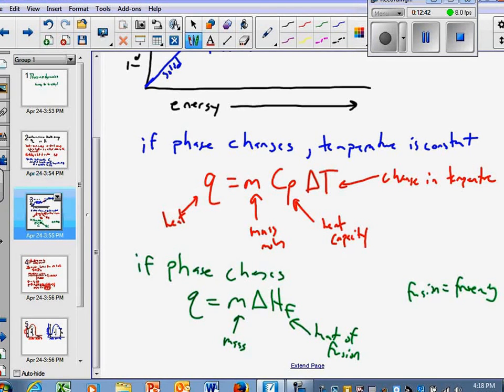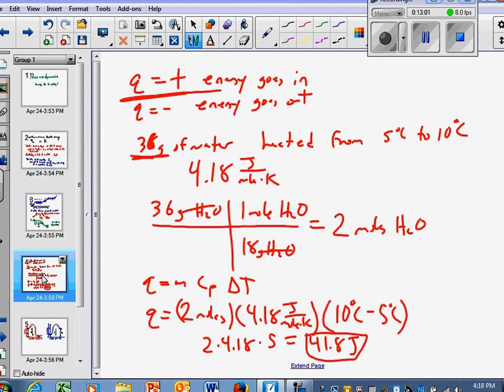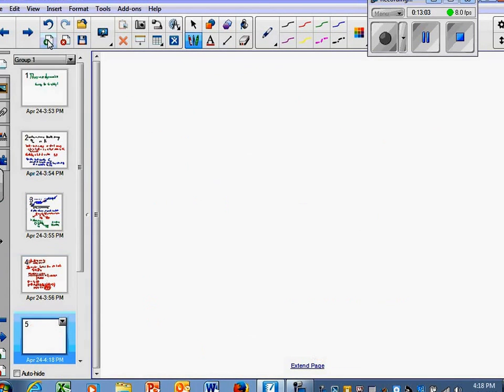Okay. If we wanted to do boiling, we would use heat of vaporization, delta H vap. Now, since I looked up the heat of fusion before I started this lecture, we're actually going to do a heat of fusion problem. We're going to freeze water.